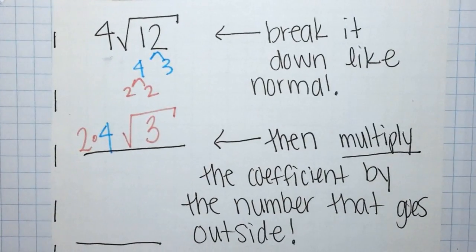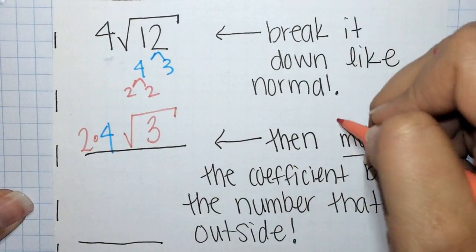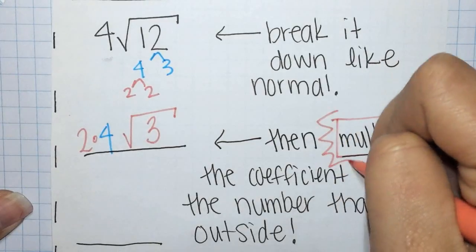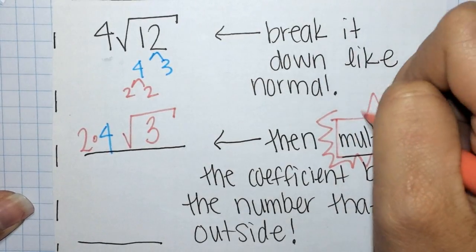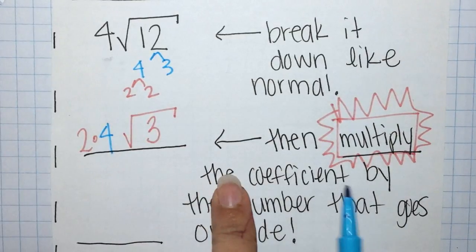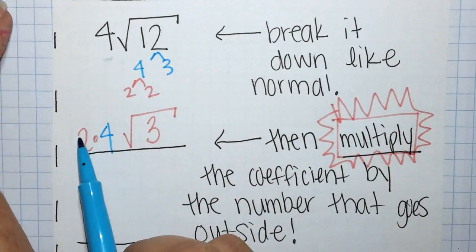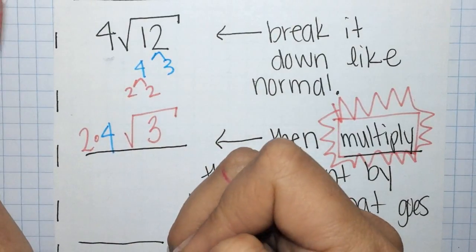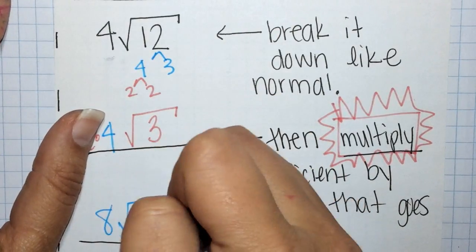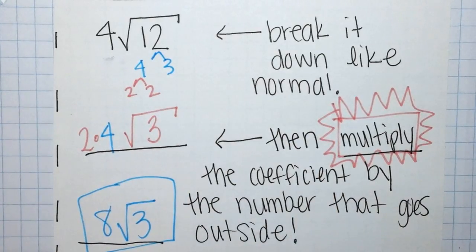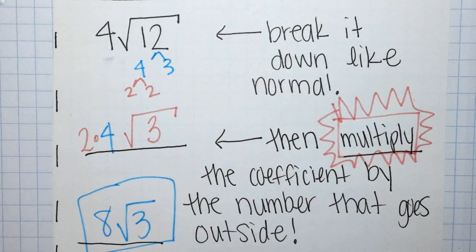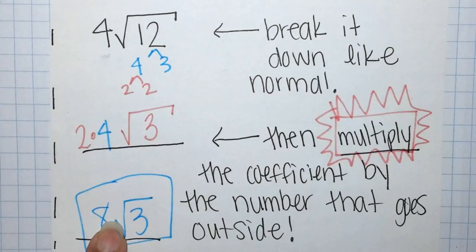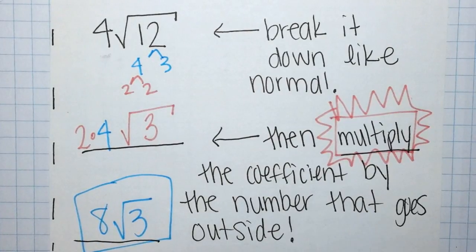Then it says multiply the coefficient by the number that goes outside. So what's 2 times 4? 8. And then it's root 3. Now, did I put that 8 in the radical? No. Do not put the 8 in the radical. Does everybody understand? What number is the index? 2. 2 is the understood number. If it's not there, it's 2.